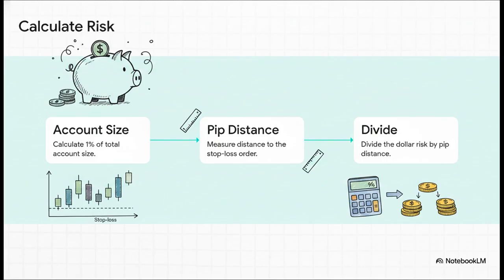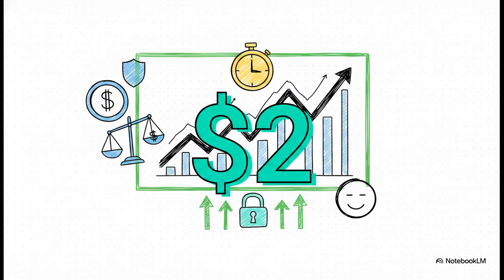Step 2, you measure the distance between where you're entering the trade and where you place your emergency stop-loss order. Let's imagine that distance is 50 pips, which is just the standard unit of measurement for price movement. And then, step 3, simply divide your $100 risk by that 50 pip distance. Doing that math leaves us with exactly $2. So what does that actually mean?